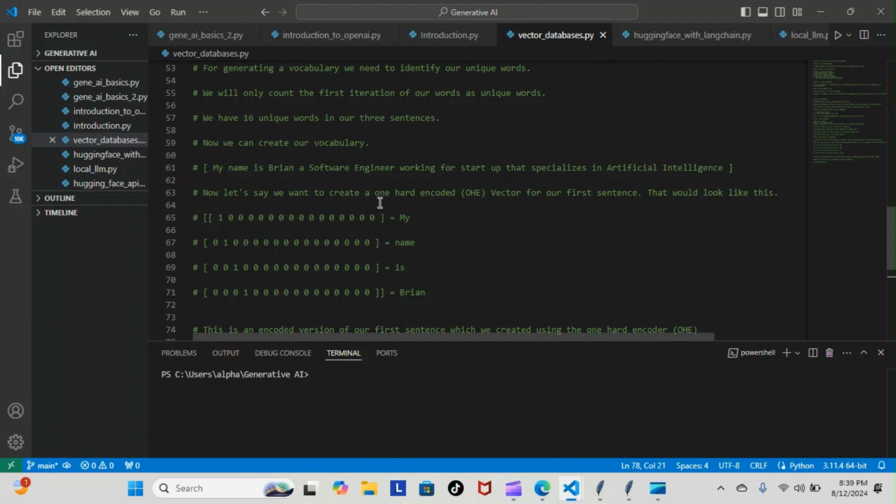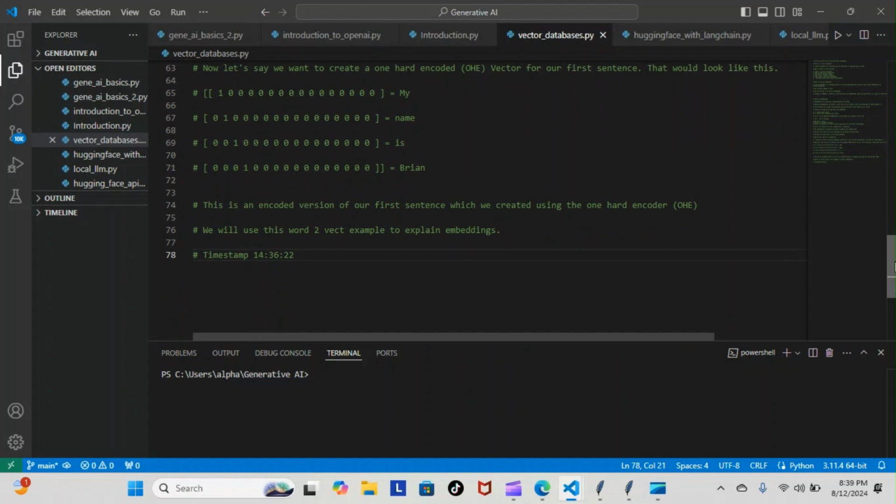Now, let's say we want to create a one-hot encoded vector for our first sentence that will look like this. So you see here, my name is Brian, and then we're going to have a one-hot encoded vector. You can see we have a one here that represents the word my out of our vocabulary, the rest is zeros. Then we have one here for the second word in our first sentence, name. You see that's represented right here. The rest is zeros. There's going to be a third location. You can see the one here. The rest is zeros. And Brian is the fourth word. You can see here represented by the one here. The rest is zeros.